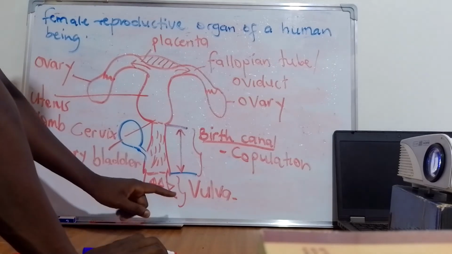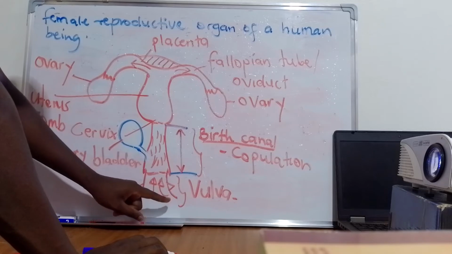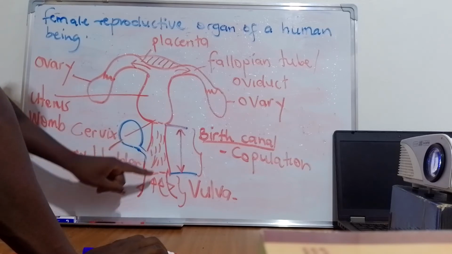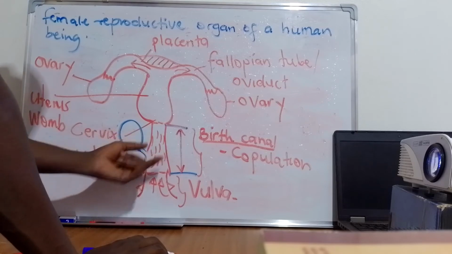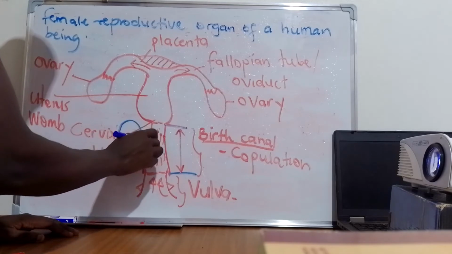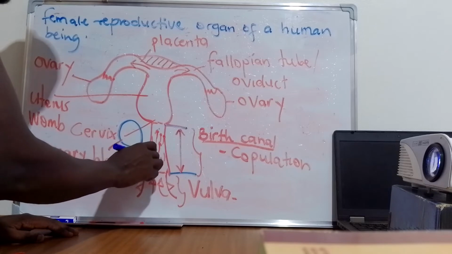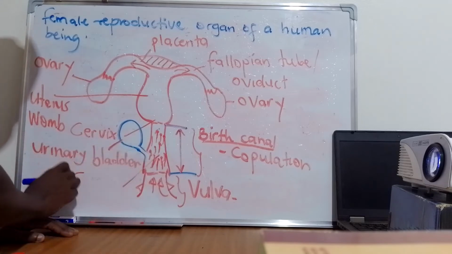The vulva directs the erectile muscle into the birth canal, and the birth canal is a place where, we are assuming that during copulation, the semen is deposited here. We are assuming this is semen.